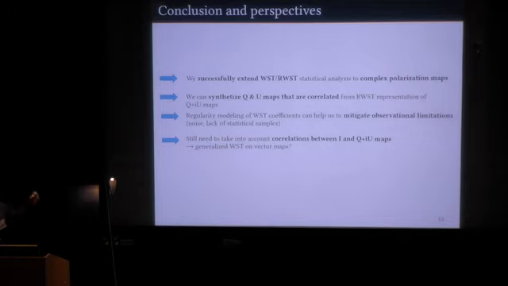I also finish with the fact that we need to take into account some correlations between I and Q plus iU maps, and this is not what we are doing for now. This will require maybe more advanced tools, a generalized wavelet scattering transform on vector maps, and this is the next step.